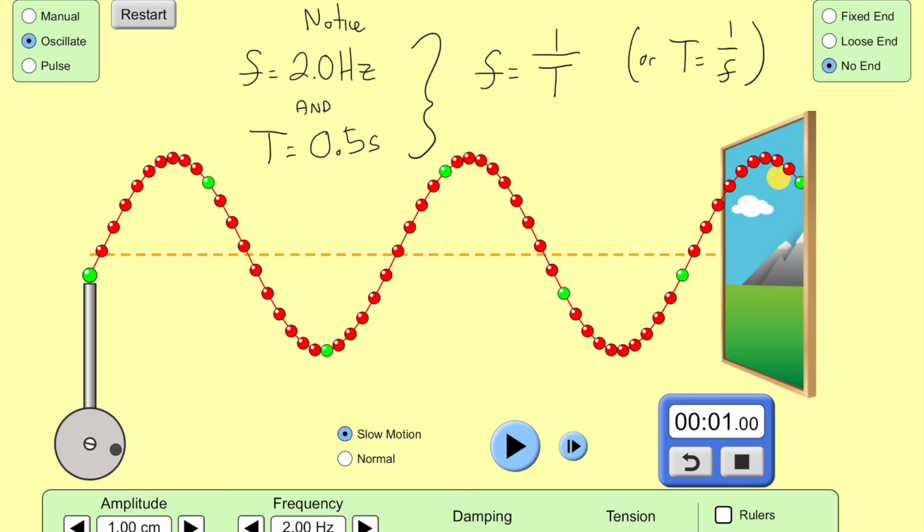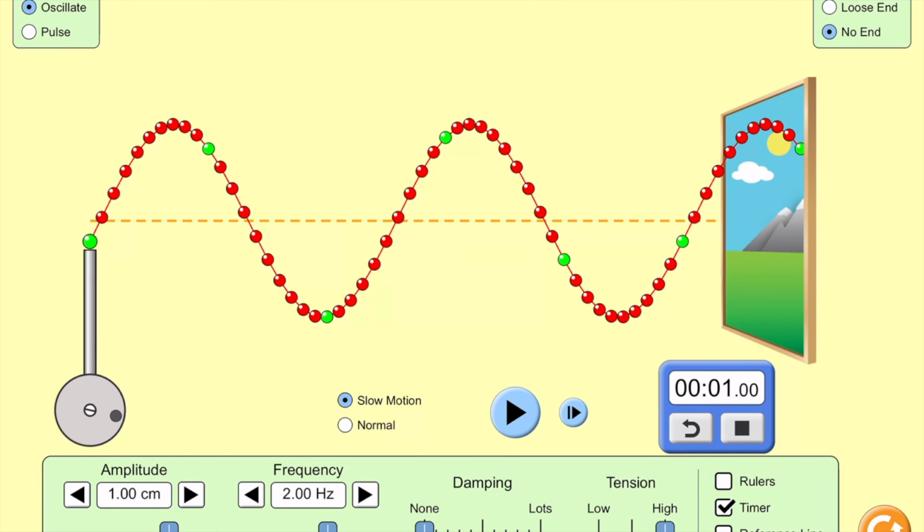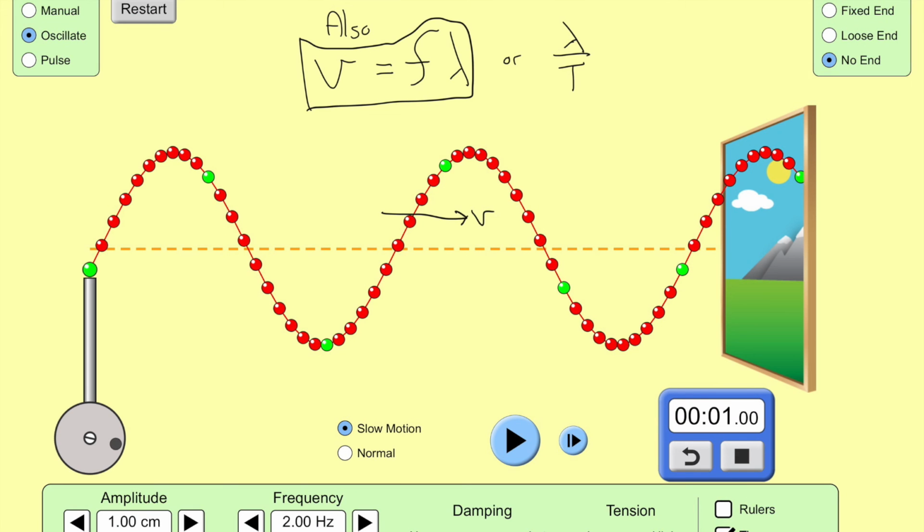Not only that, but there's also a connection between frequency, wavelength, and wave speed. And that is that the wave speed, v, is going to be equal to frequency times wavelength, or wavelength divided by the period. This is a common equation for all waves, including light waves. So the speed of the wave is actually related to the frequency and its wavelength. So with this, we now have an idea of the quantities we're going to be using when we talk about waves and solve problems with them.